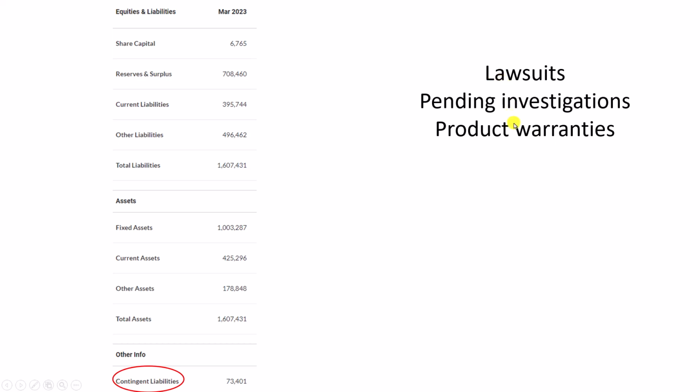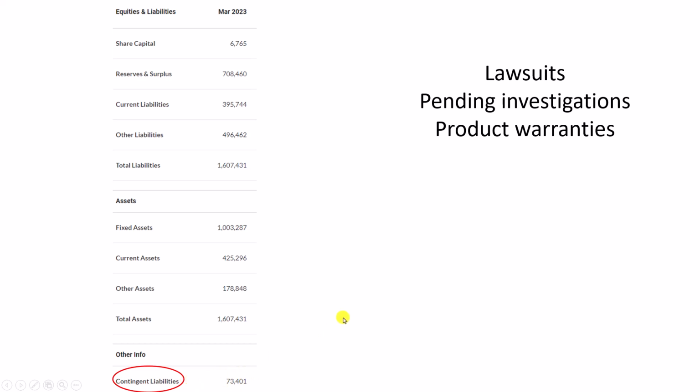So all these things have unknown results, meaning the result of the lawsuit may come in favor of the company or not. The company may win the case or lose it. After investigating, maybe the company wins or it loses. Product warranties: maybe there will be warranty claims or maybe there will not be. So the outcome of these is uncertain and unknown. To be on a safer side, the company keeps aside some amount of money, and that is contingent liability.